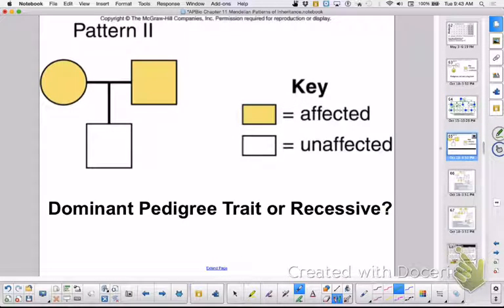Okay, take a look at this one. Is this a dominant pedigree or a recessive trait? Dominant or recessive? Tell your bio buddy and support your claim. Use the letter A.